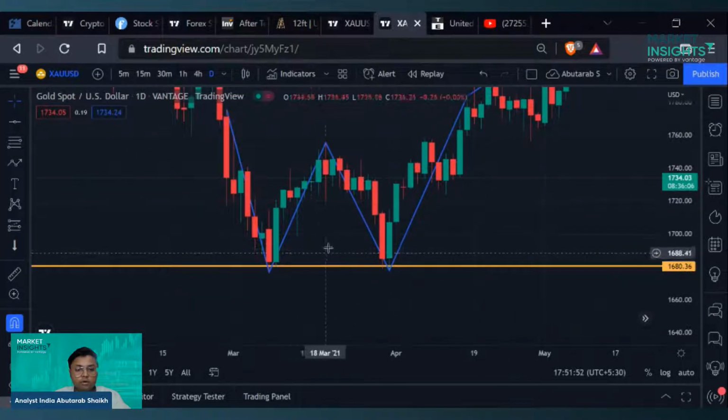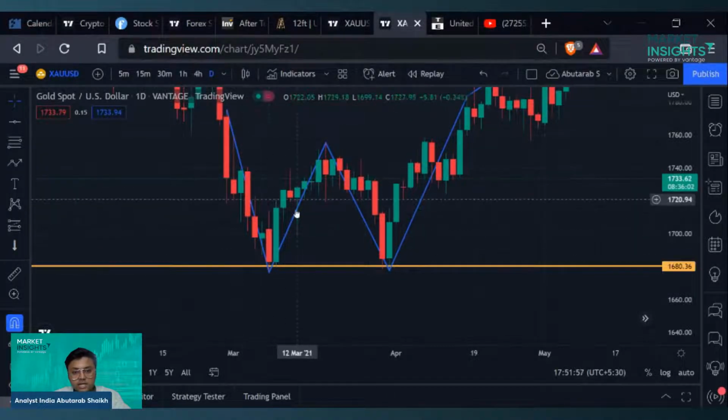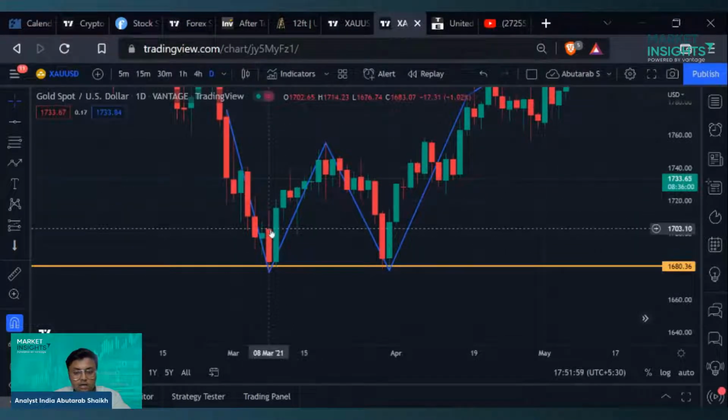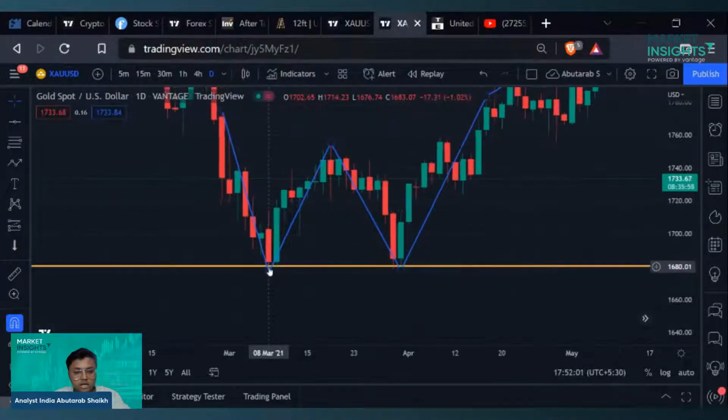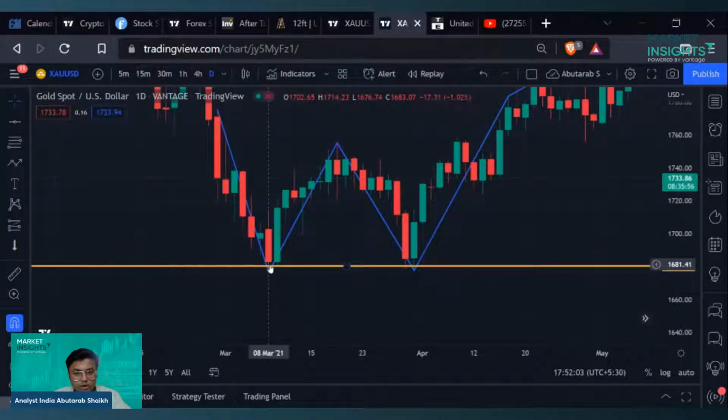Why is it an important level? Because it has been tested 4 times. In 4 bars, it has been tested. This red candle opened at this point, closed here, somewhat low at this point, and then it opened exactly on the close of the previous day, exactly on this point, and it went all the way up.